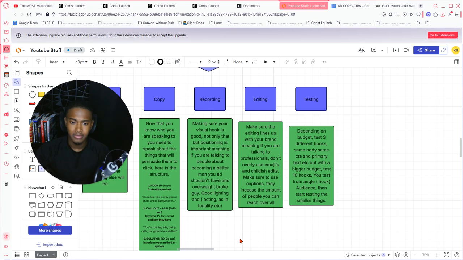Now, the ad copy. This is for your ads. Now that you know who you're speaking to, you need to speak about the things that will persuade them to click. And here's the structure. You can look at that, pause and read.